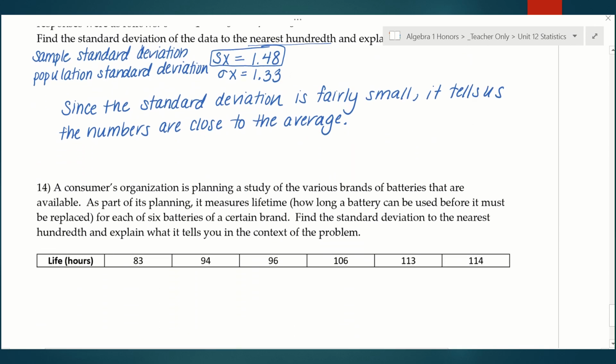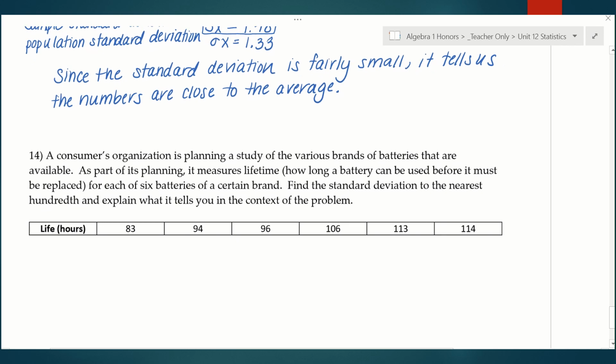All right, let's do one more. A consumer's organization is planning a study of the various brands of batteries that are available. As part of its planning, it measures lifetime, how long a battery can be used before it must be replaced, for each of 6 batteries of a certain brand. Find the standard deviation to the nearest hundredth and explain what it tells you in the context of the problem.